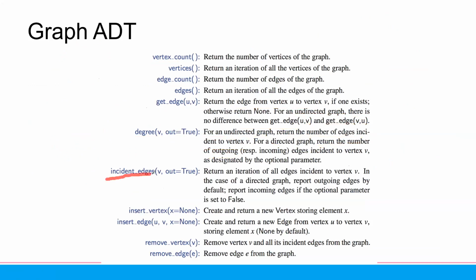Incident edges, V out to. So it will be the iteration of all edges incident to vertex V. In the case of a directed graph, report the outgoing edges by default. If it is the incoming edges, we can put this one as false.